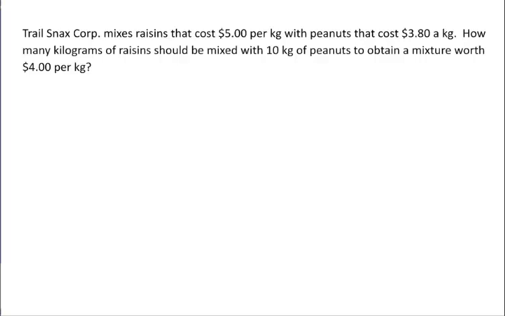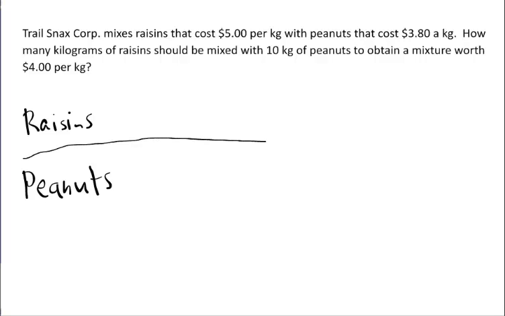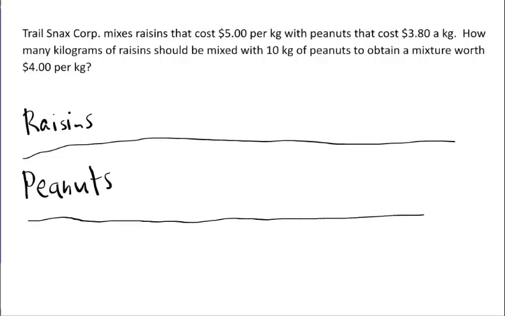The Trail Snacks Corp mixes raisins that cost $5 per kilogram with peanuts that cost $3.80 a kilogram. How many kilograms of raisins should be mixed with 10 kilograms of peanuts to obtain a mixture worth $4 per kilogram? There's a lot going on here, but we're primarily dealing with raisins and peanuts. And what we're going to do is set this up again as a little chart, just like the previous problem. So we'll have raisins, peanuts, and the mix.